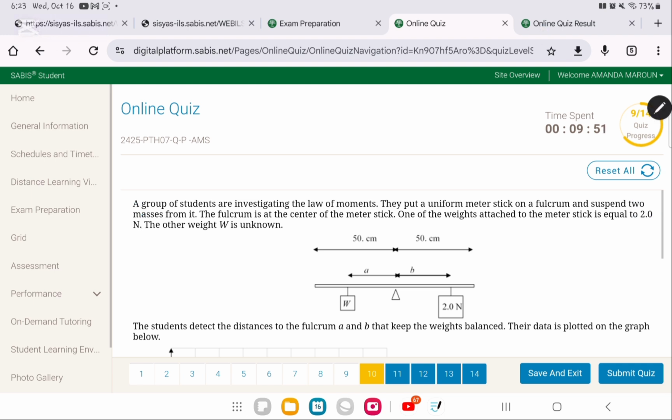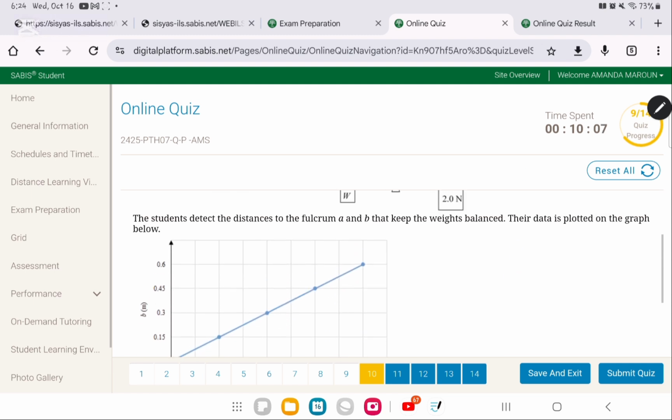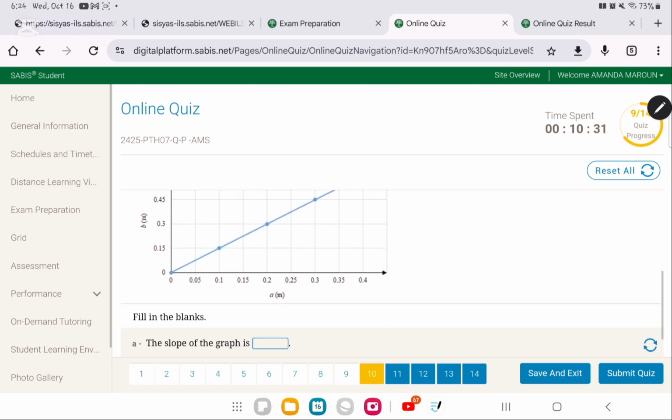So we know that the weight exerted on this side is 2 newtons. And we know that the weight exerted on this side is W. We have the distance here is A and the distance here is B. So now, they are asking, the students detect the distances to the fulcrum A and B that keep the weight balanced. Balanced means that the moment clockwise is equal to the moment counterclockwise.